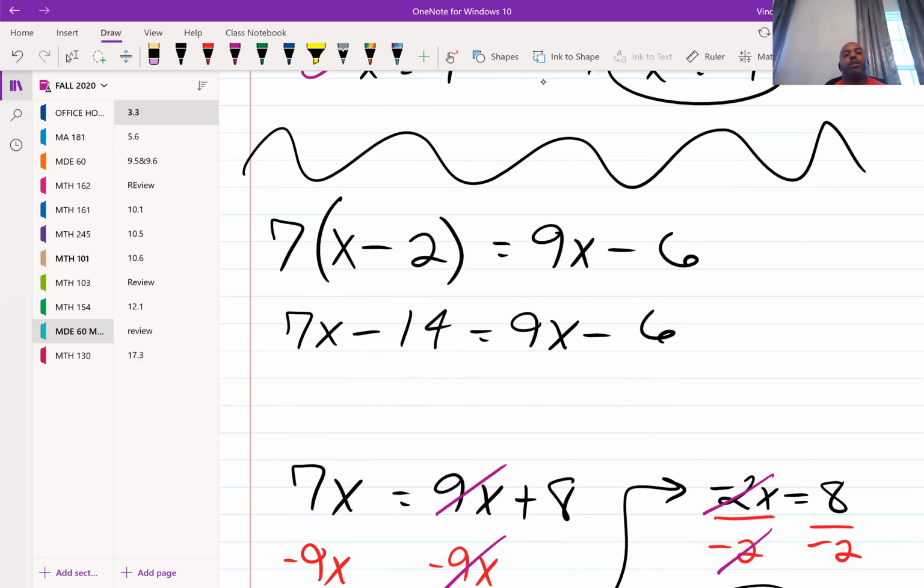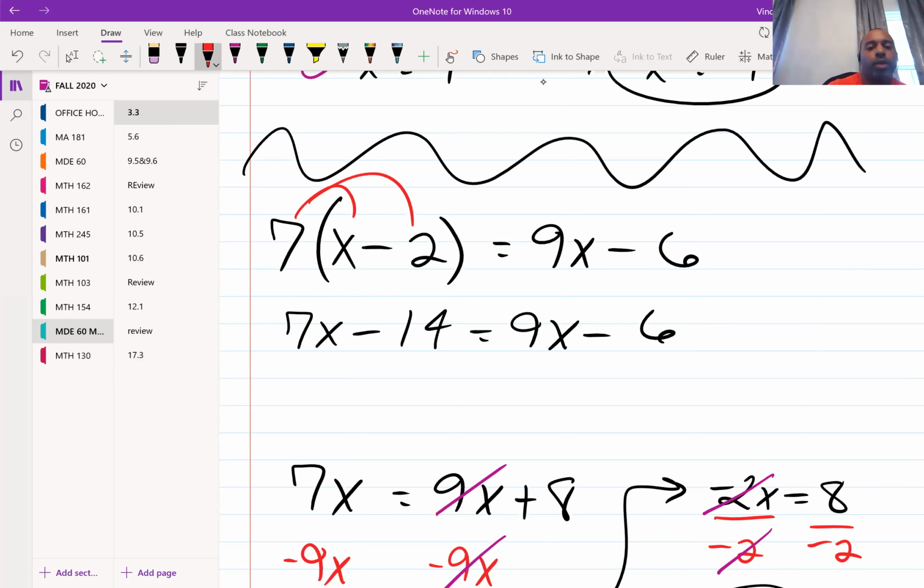All right, so we have 7 times x minus 2 equal to 9x minus 6. So first thing we want to do is distribute the 7 so we can have access to this variable right here. So 7 times x will be 7x. 7 times 2 is negative 14. And of course, the right side is not affected. Nothing happened over there. Cannot combine those terms, 9x and 6.